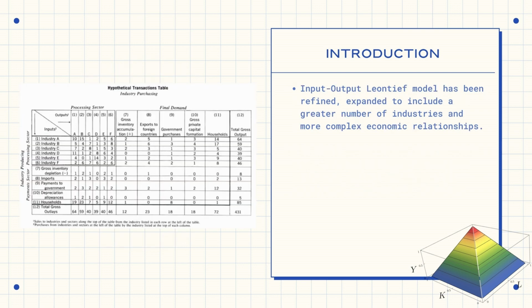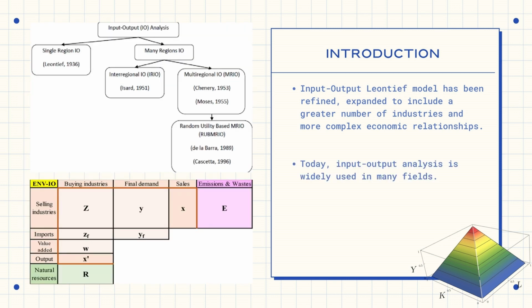Over time, the input-output Leontief model has been refined and expanded to include a greater number of industries and more complex economic relationships. Today, input-output analysis is widely used in economics, regional planning, and environmental science, among other fields.